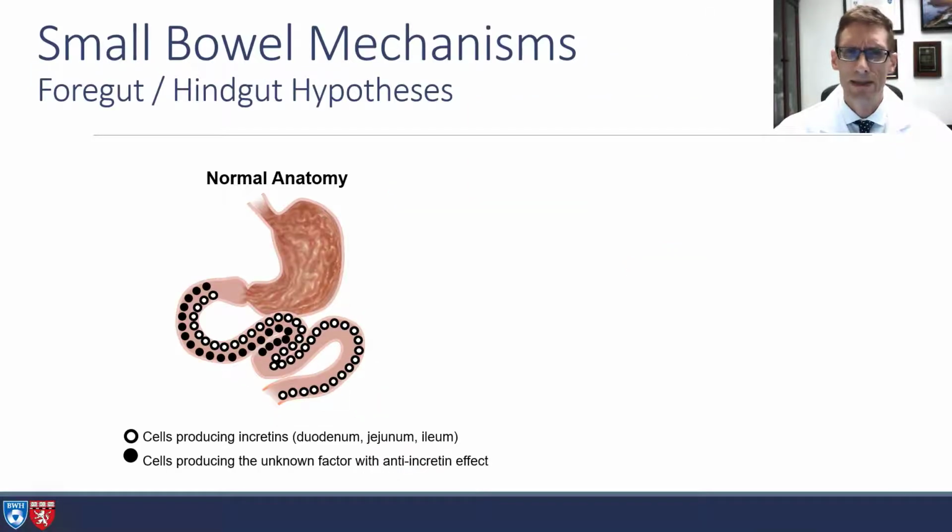Another important concept to understand is the foregut and hindgut hypotheses. And here you can see the bowel, and the white dots represent incretin-producing cells, and they get denser the lower down you go in the bowel, into the ileum and even the colon. And the dark dots represent an unknown anti-incretin factor, and there's several potential candidates there, but it's not well understood.